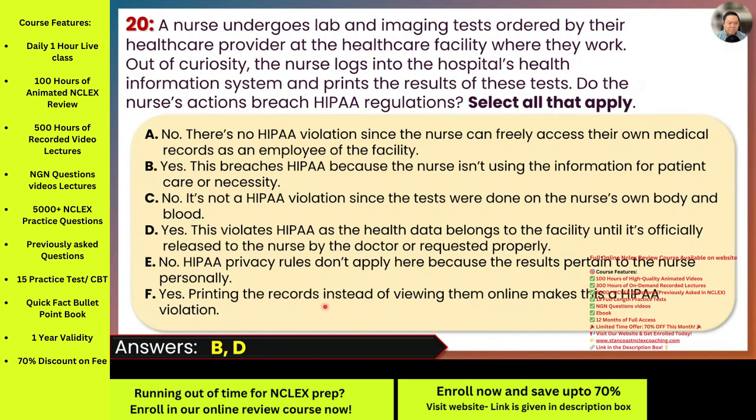It says, yes, printing the records instead of viewing them online makes this a HIPAA violation. Well, this is half correct, half incorrect. It's because the HIPAA violation happens the moment the nurse accesses the records improperly, not just when they print them. Viewing them without proper authorization is equally a violation, not just printing. So the method of access doesn't matter here. If there is unauthorized access, this is still a violation. So I want you to keep in mind these rules.